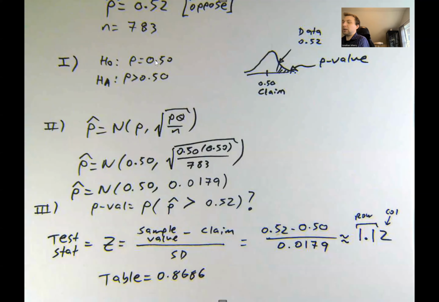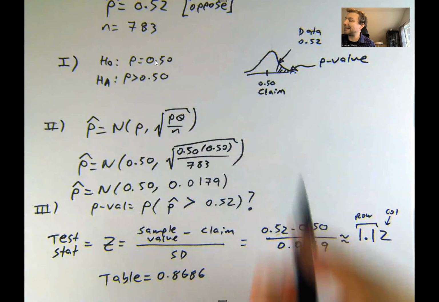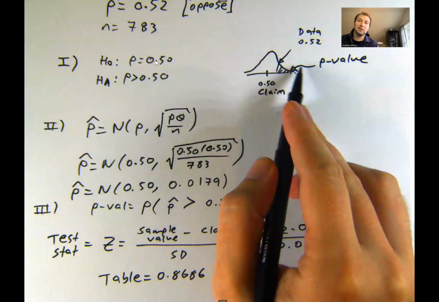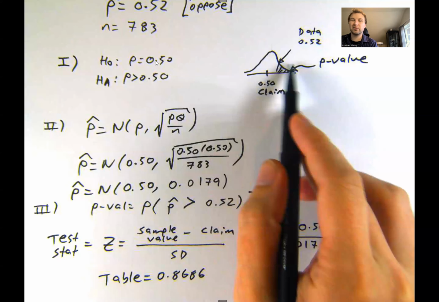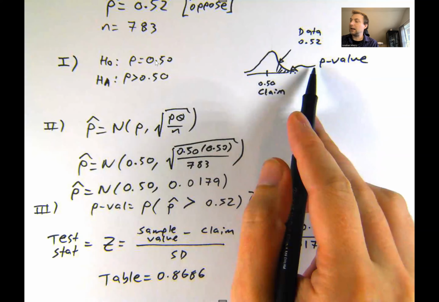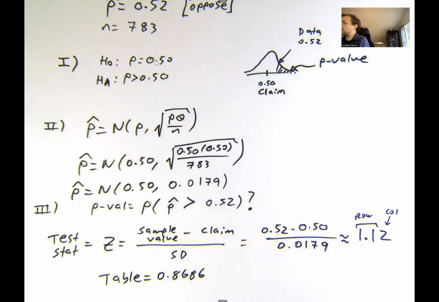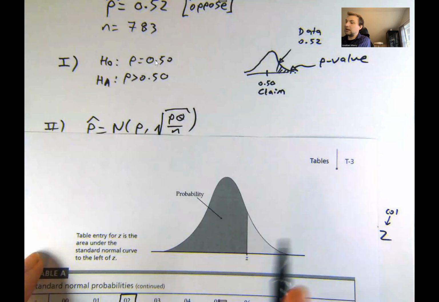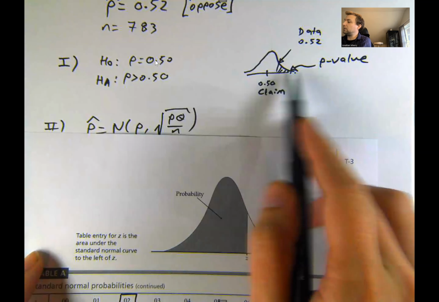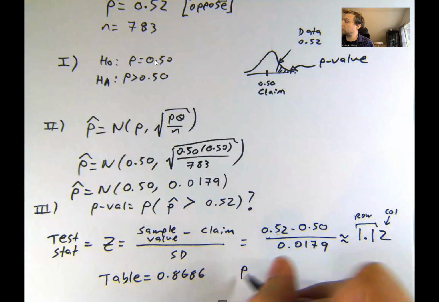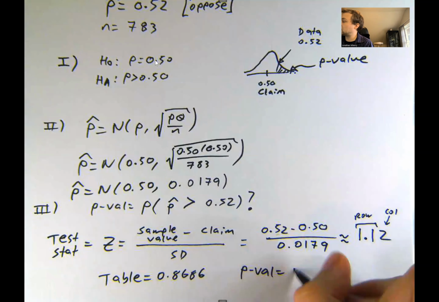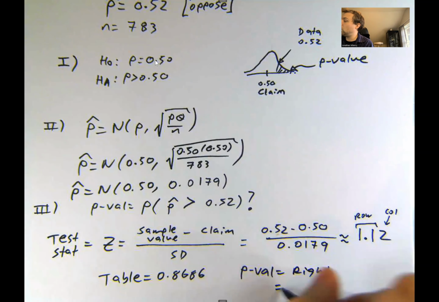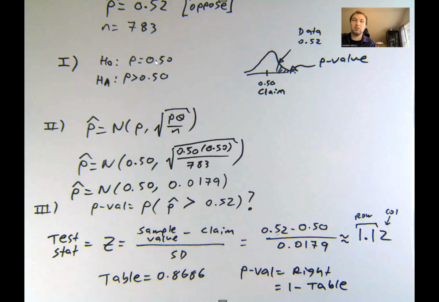Now I'm noticing in my picture that significantly less than 86% of my curve is shaded in. In fact, this is probably closer to like 13%. That's because your table is giving you the area to the left. So to get this area to the right, to get my p-value, when it's shaded to the right, I need to do 1 minus the table. I need to look at the complement.